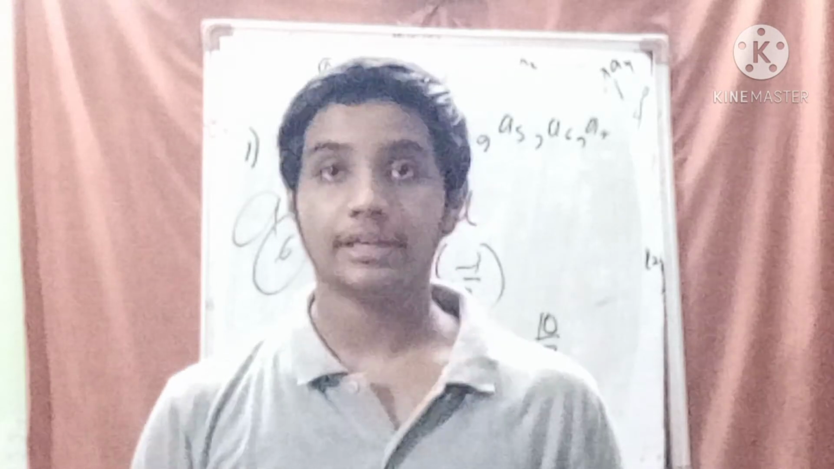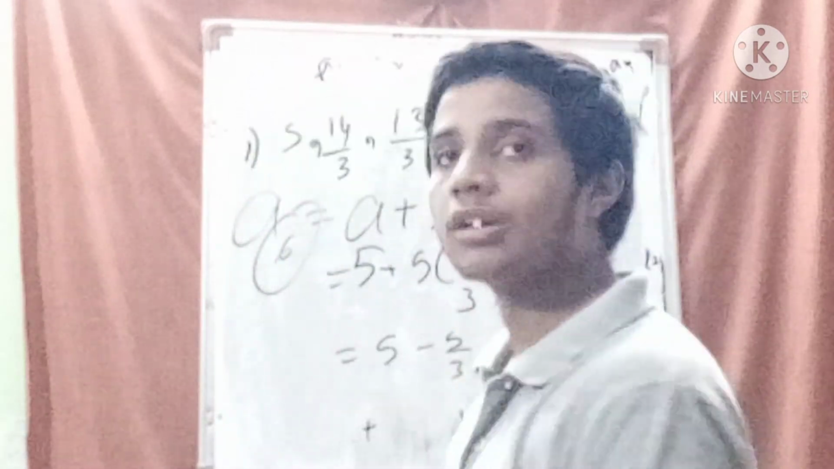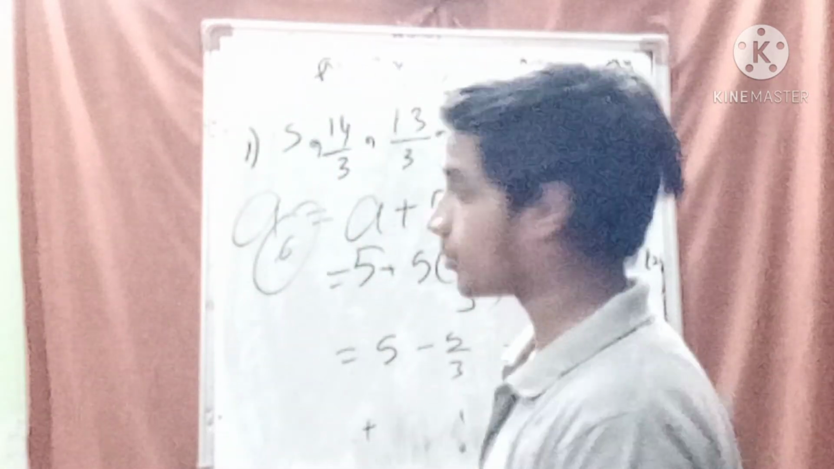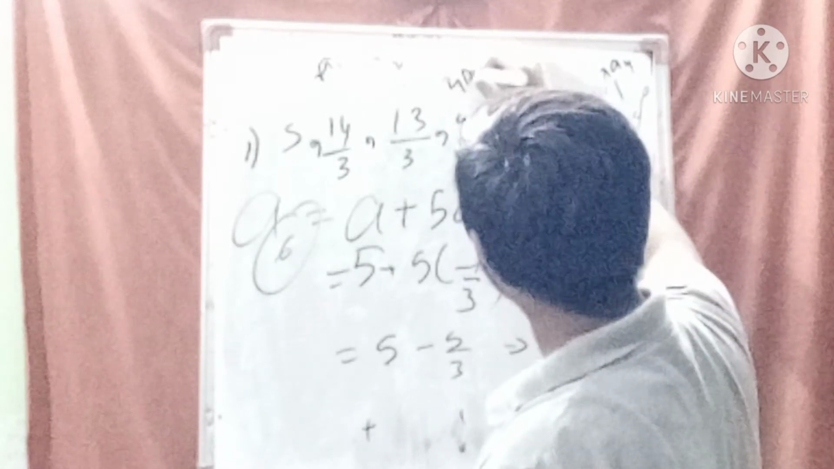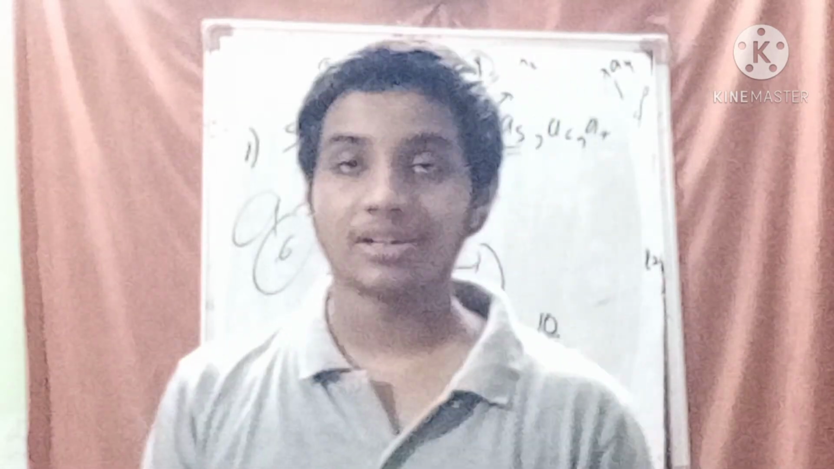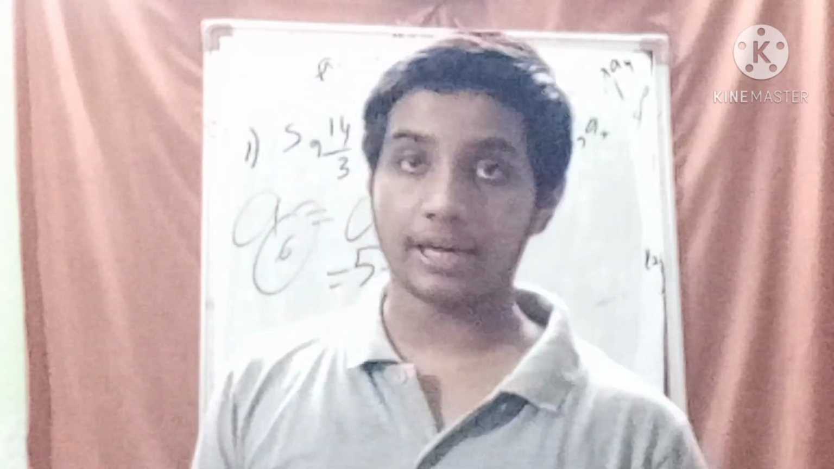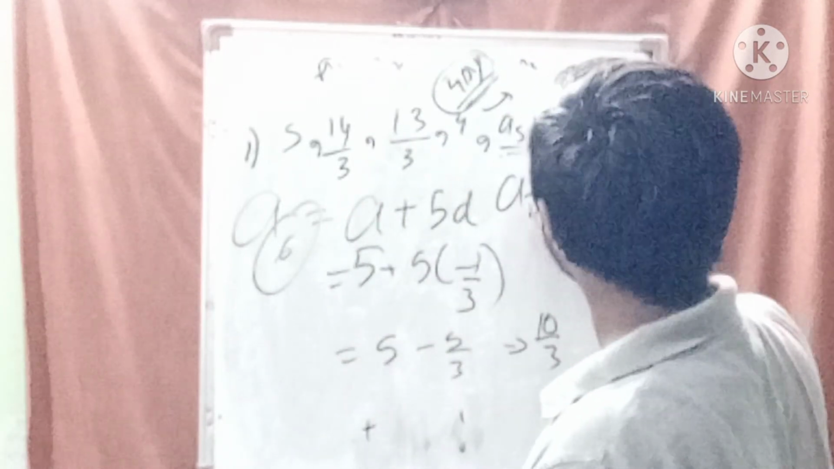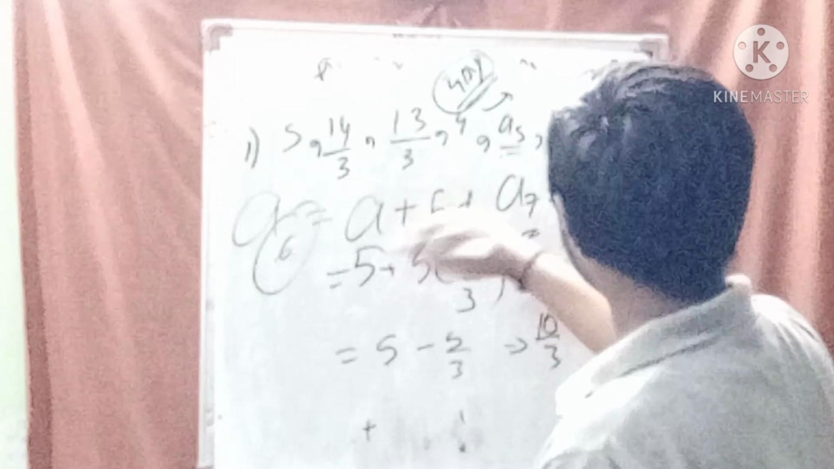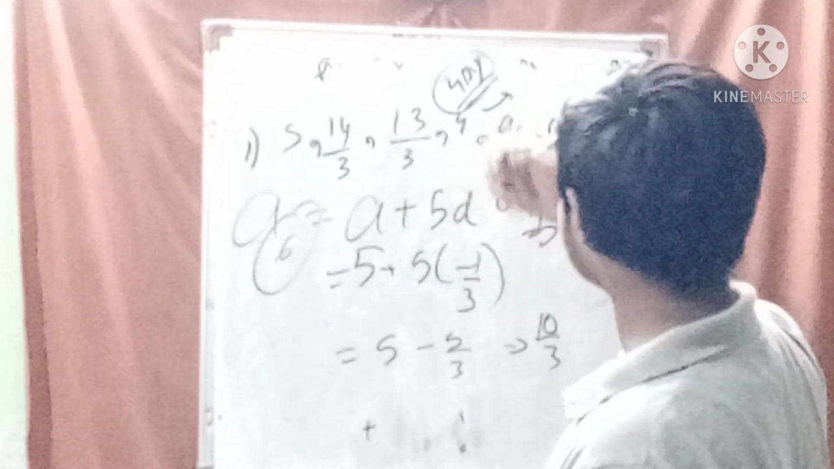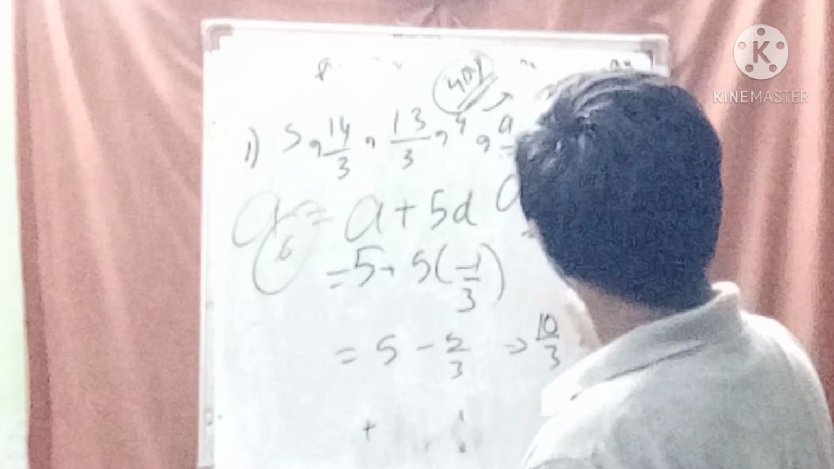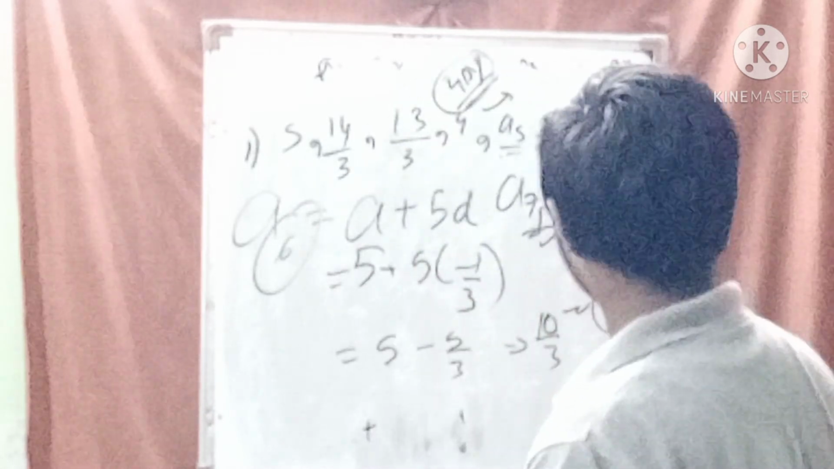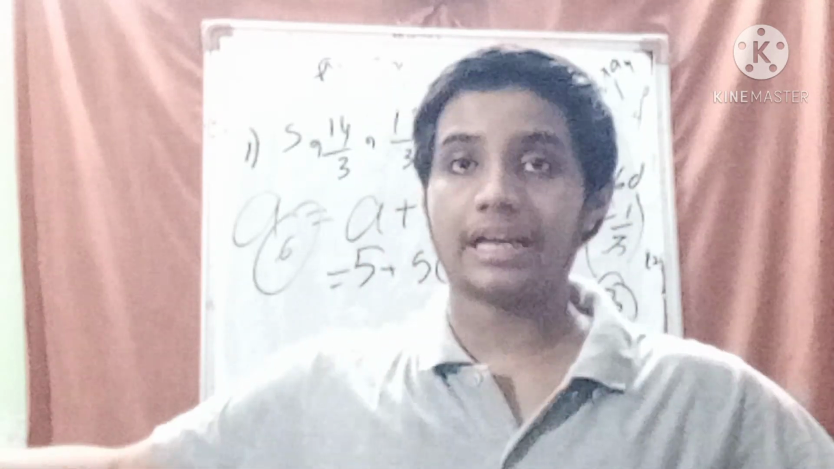But I forgot to calculate A5. No, I didn't forget. That was my plan, that I will give it to you as a DIY. So, it is the fourth DIY. The person who gives all 4 correct will get a shout out in my next video. So, A7 is equal to A plus 6D. Simple. A is 5 plus 6 into D. The common difference is minus 1 by 3. So 6 times minus 1 by 3 is minus 2, and 5 minus 2 is 3. Hence, A7 is 3.